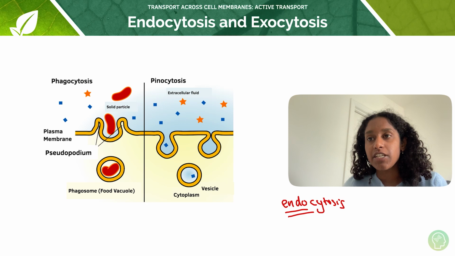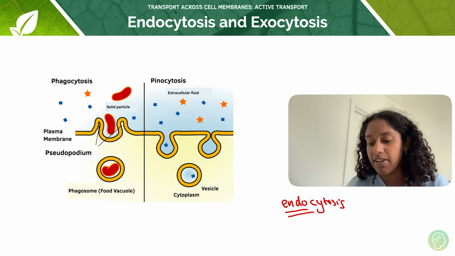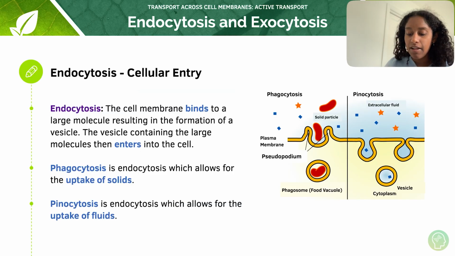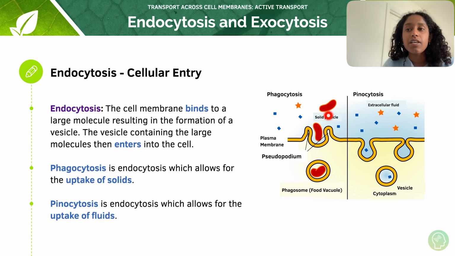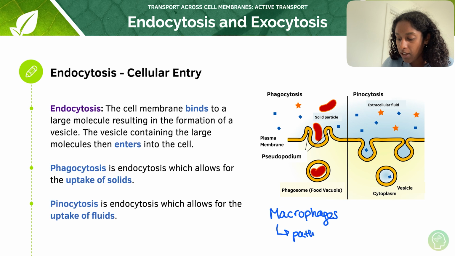So with endocytosis, there are two types of endocytosis that you need to know about: phagocytosis and pinocytosis. So let's start with phagocytosis. So phagocytosis is endocytosis, which allows for the uptake of solids, which you can see here. So, for example, phagocytosis is what macrophages do. Remember, macrophages are a type of immune cell. And when they consume pathogens, when they engulf pathogens and destroy them, that process is termed phagocytosis.